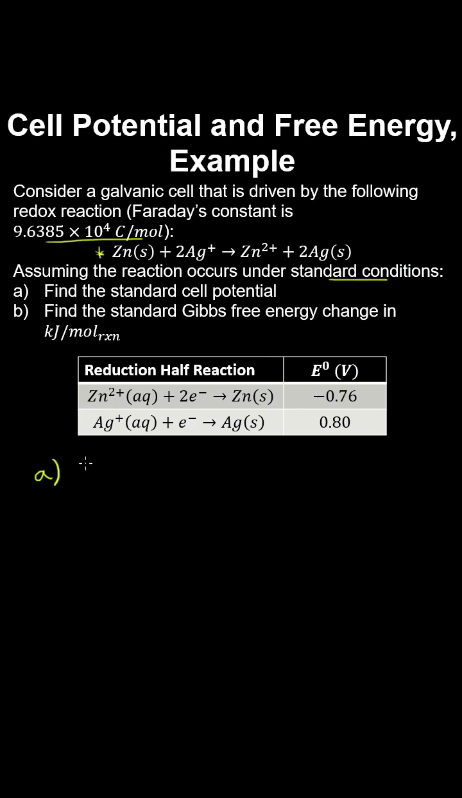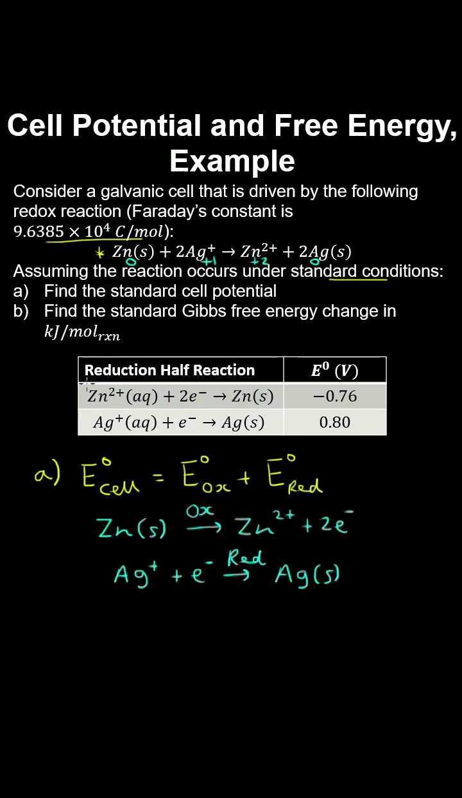Find the standard cell potential. So that's equal to the standard potential of the oxidation half reaction plus that of the reduction half reaction. So assigning the oxidation numbers, we can write the half reactions as follows. So given that these are reduction potentials, we reverse the reaction and thereby reverse the sign of the potential.